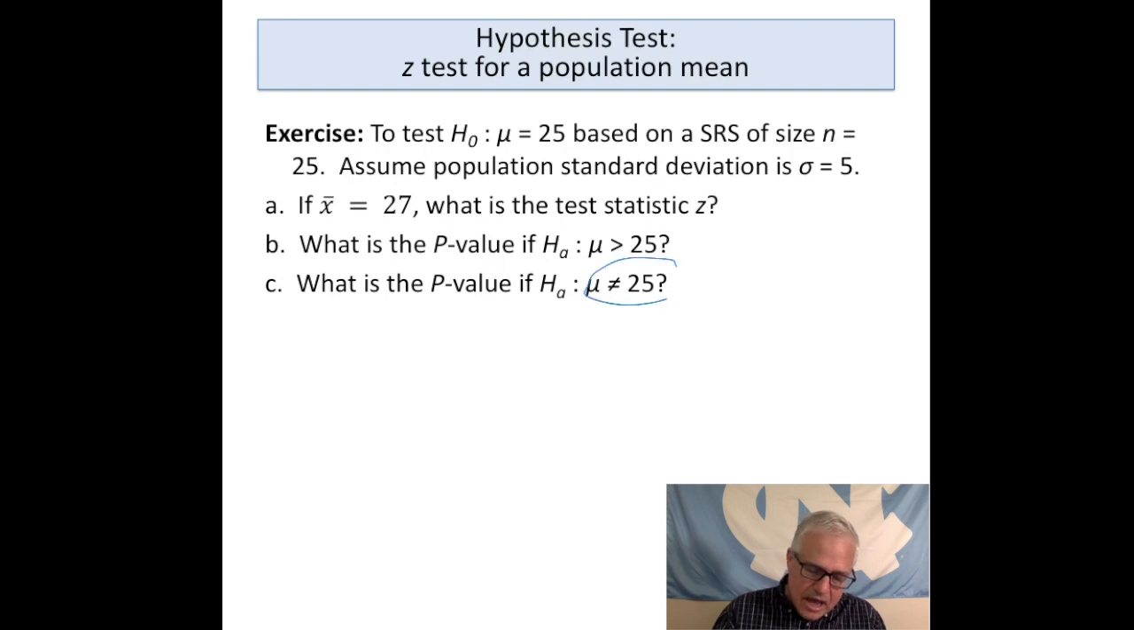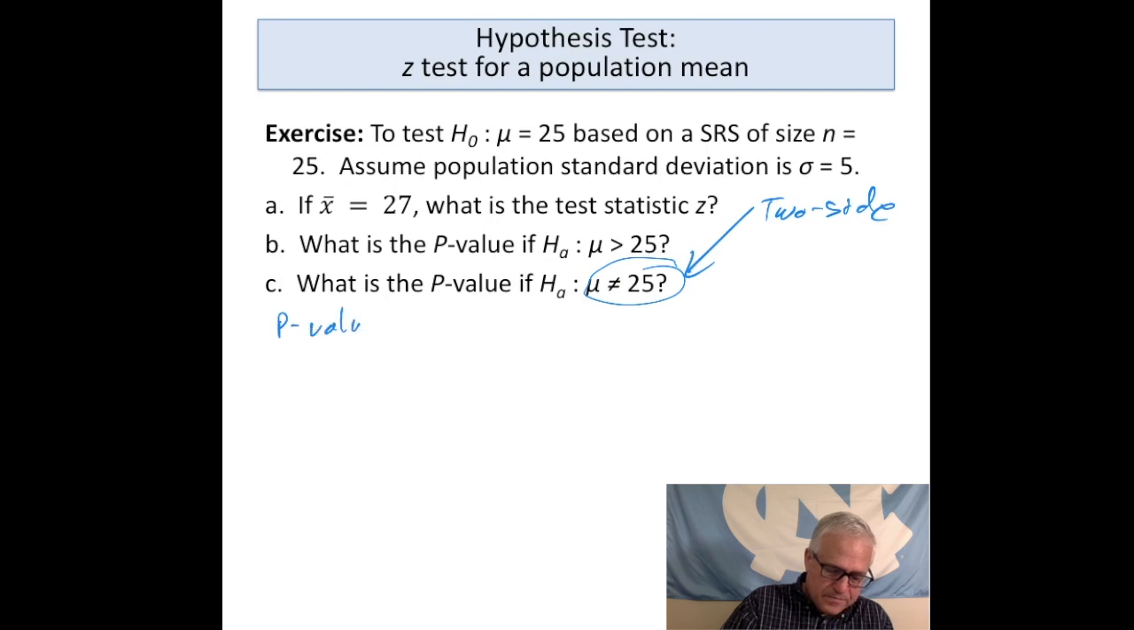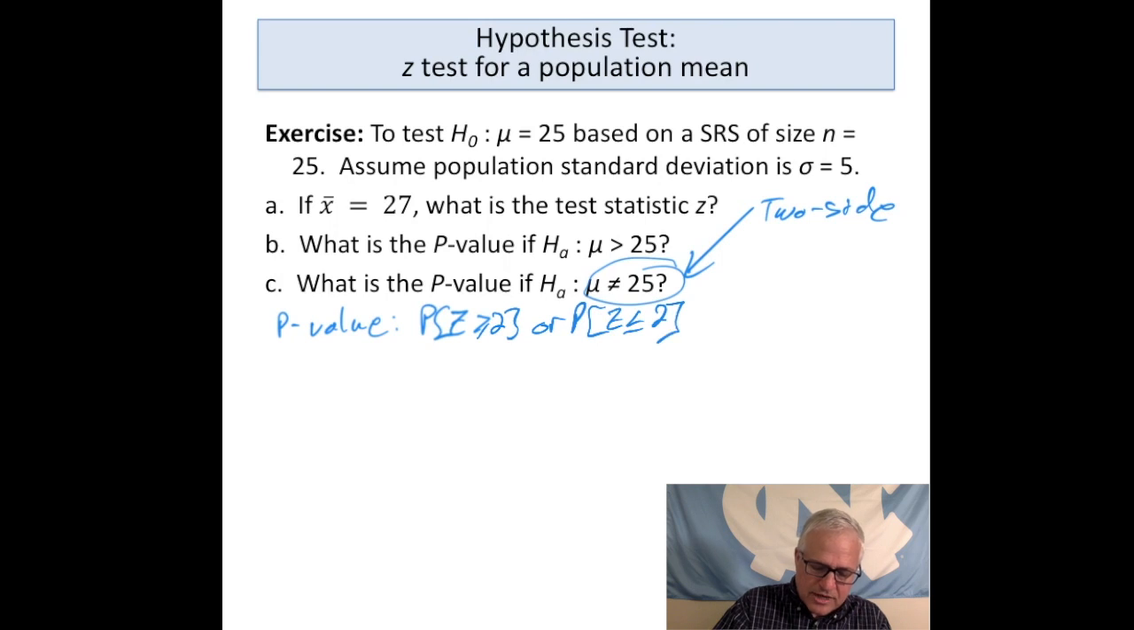All right, let's take a look at part C. So part C, our alternative hypothesis is mu not equal to 25. So this is two-sided. So now the p-value is the probability not that we observe a z as large as 2, but as far from 0 as 2. Okay, it's a two-sided hypothesis test. And we can put less than or equal to; it's a normal distribution, so it doesn't matter. Same answer. And we've already done the calculation.